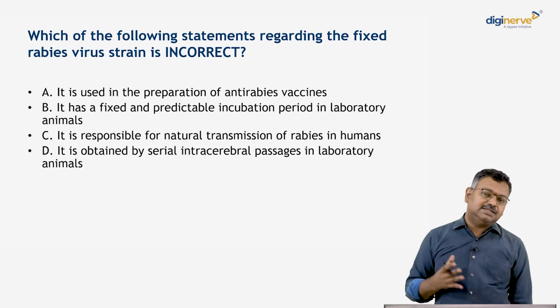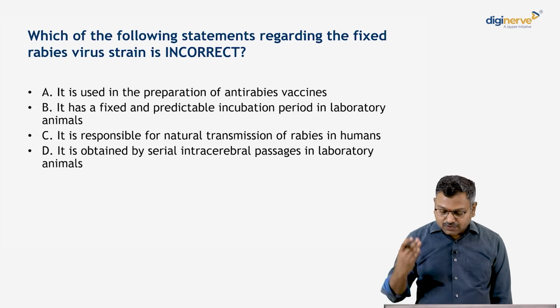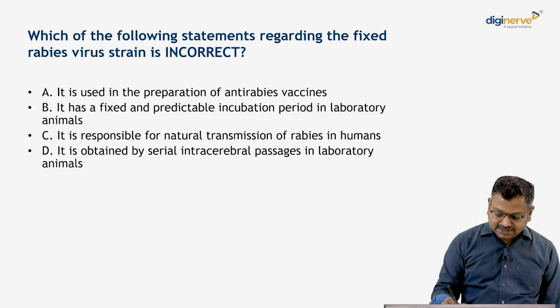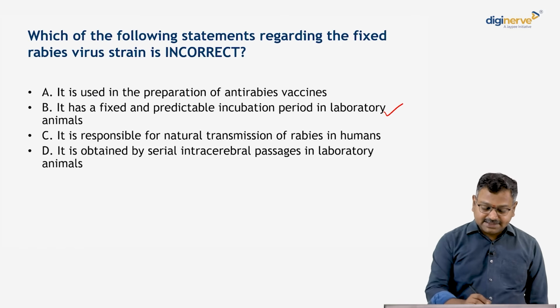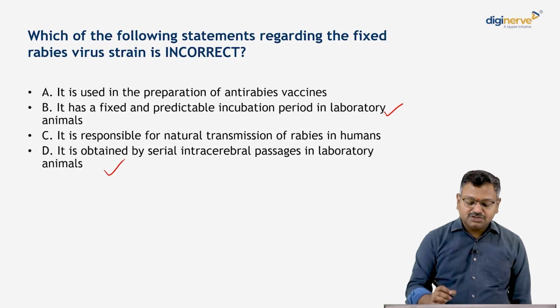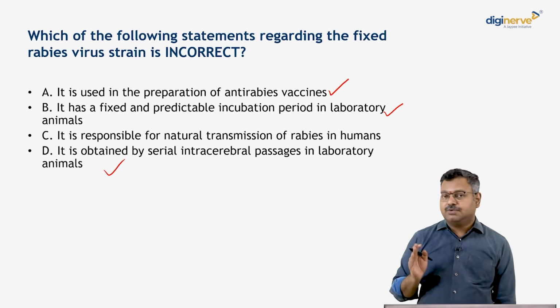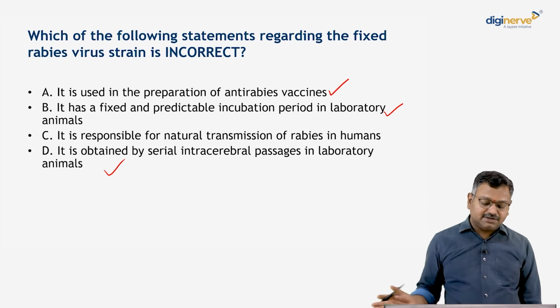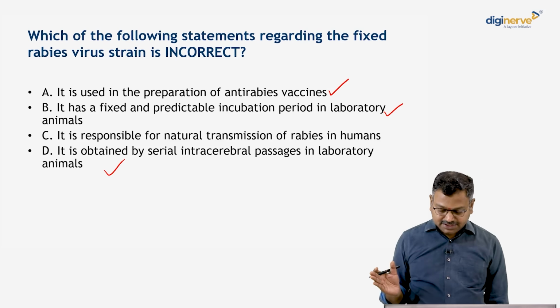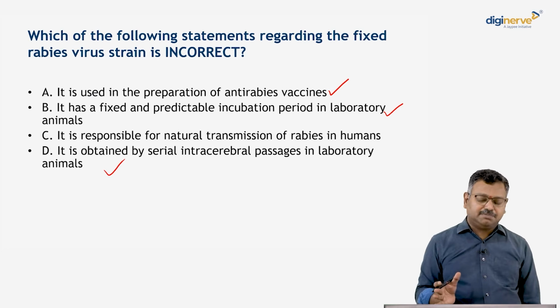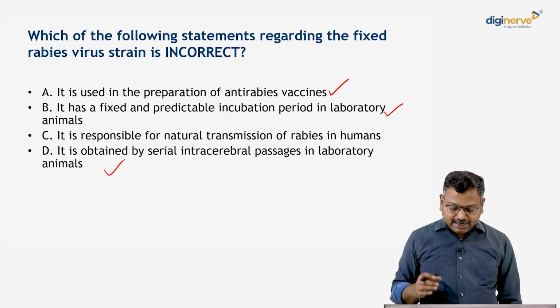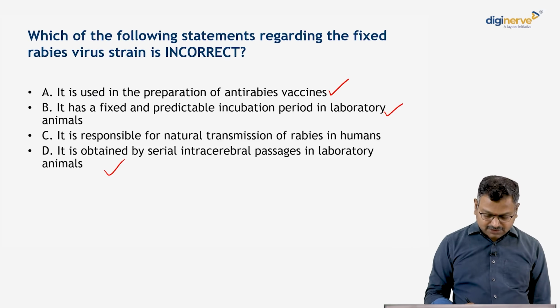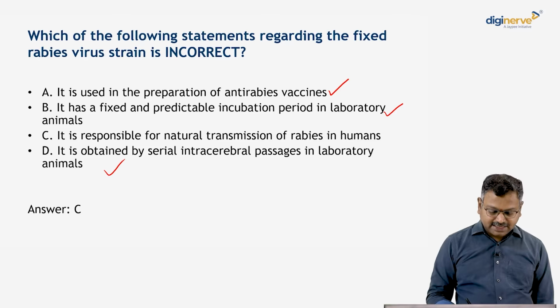Now remember, fixed means it is laboratory adapted. So that is correct. It is serially intracerebral passaged through laboratory animals, correct. It is used for anti-rabies vaccine is correct. So what is wrong is that this is not the one which is producing natural transmission. Here we have a fixed incubation period, 4 to 6 days, and it does not spread peripherally. It is only in the brain and it does not produce Negri body also. So the answer for this, which is incorrect, is C.